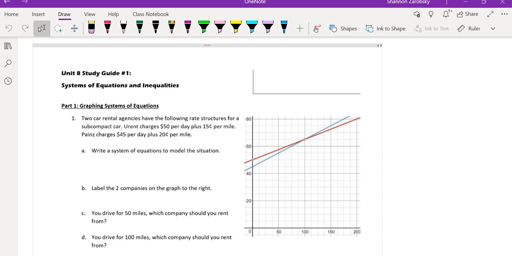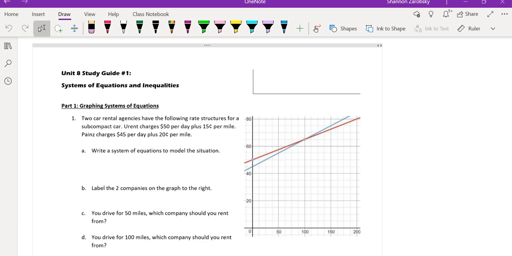All right, so I'm going to go through the Unit 8 study guide chunk by chunk. I'm going to do lots of little mini videos throughout. So when you're looking at the solutions, you'll just click on the solutions that apply to specific problems, okay? The first part is graphing systems of equations that actually have an application.